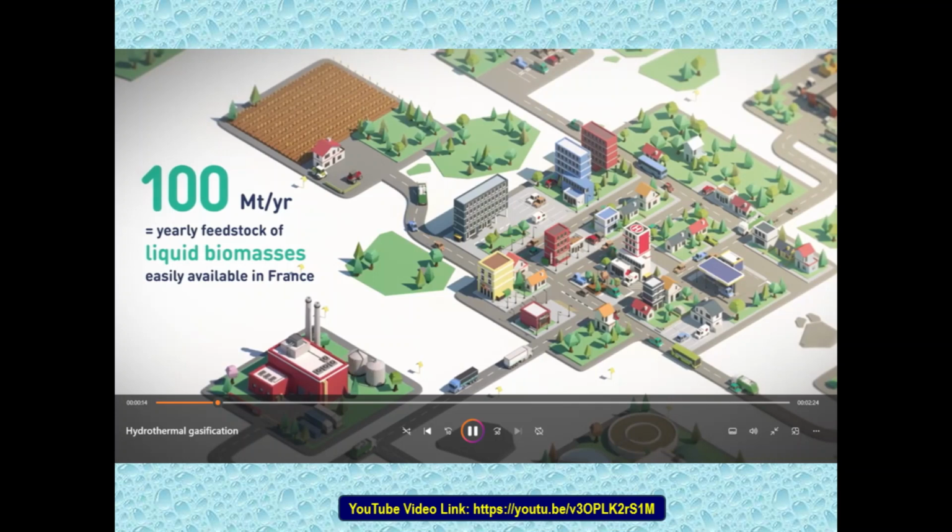In France, nearly about 100 million tons per year of liquid biomass waste has been converted into useful gases using hydrothermal gasification processes. So this video, the below given video link details briefs about the process. It has been successfully implemented in France.